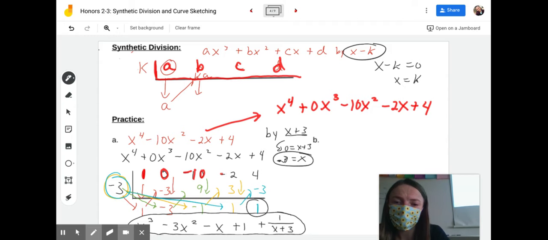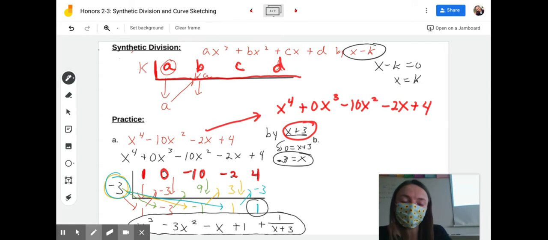So we want to make sure we're accounting for every single placeholder, including the cubic. Then we have negative 10, we have negative 2, and we have 4. Basically, you're going to take the 0 of what you're dividing by. We're dividing by x plus 3, which is equivalent to negative 3 equals x. So you set this equal to 0 and solve. When I plug negative 3 in, you take the 1, bring it down, multiply negative 3 times 1 to give you negative 3, add 0 plus negative 3 to get negative 3, and then do the algorithm again.